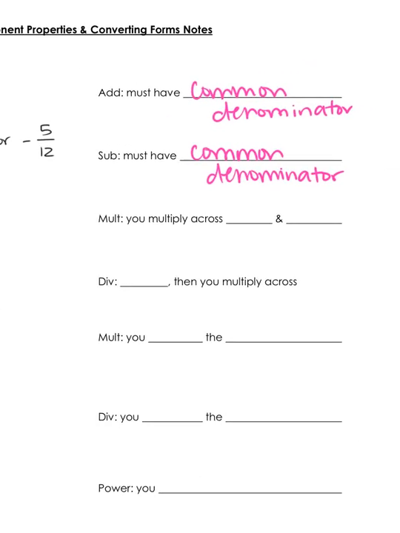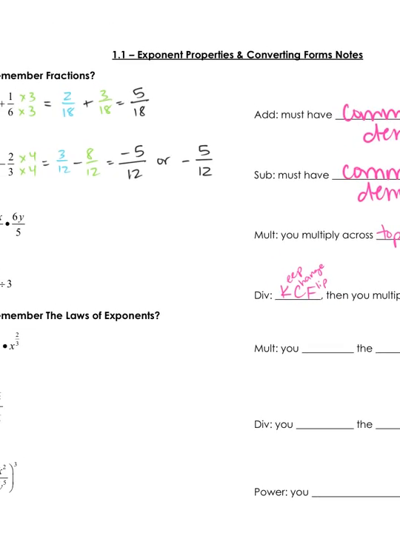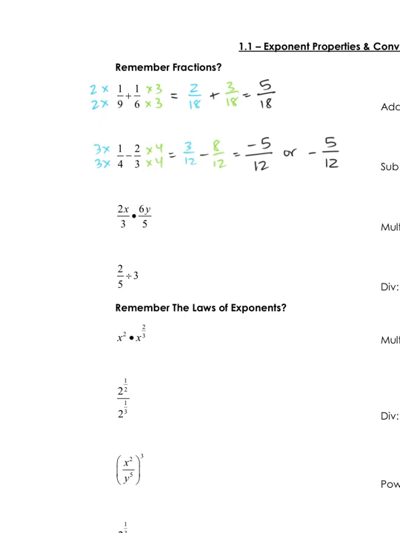For multiplication, we need to multiply across the top and then across the bottom. And then for division, we are going to keep, change, flip. So keep the first fraction, change the sign, flip the second fraction, and then it becomes a multiplication problem. So let's look at those.